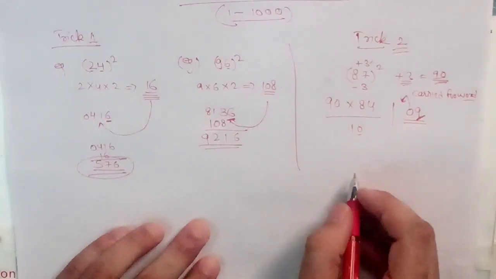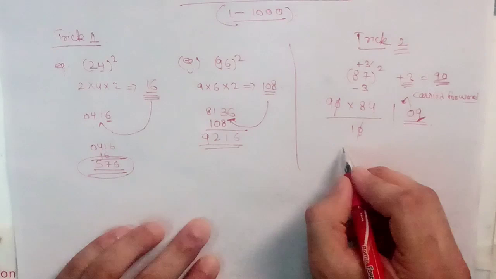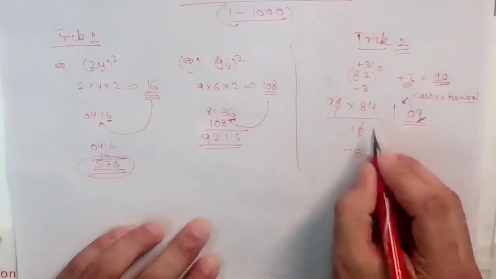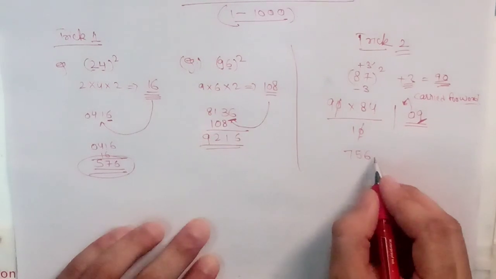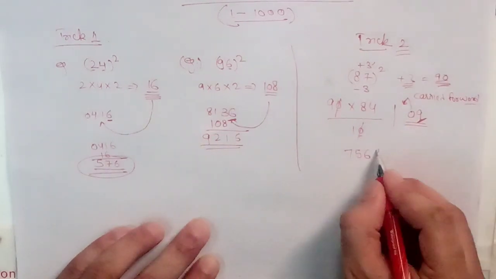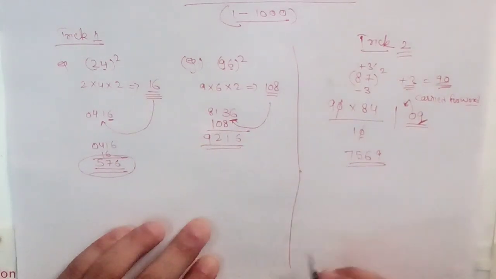Okay, so 84 into 9 is 756, and 0 will be taken forward, so 0 it is as it is, and 9 we will place it like this only. So this is the square of this number.